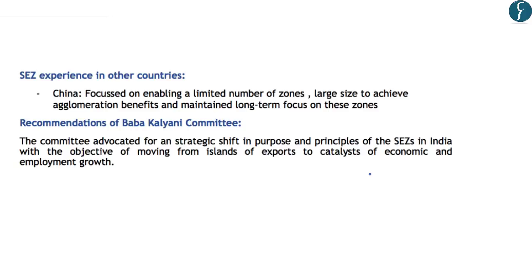Now, to deal with these challenges, a committee was created by the name Baba Kalyani Committee. And this committee has recommended a strategic shift in the purpose and principles of SEZs in India. So this committee has recommended that the purpose of the SEZ should be shifted from islands of exports to acting as catalysts of economic and employment growth, which means that the overemphasis on exports should be done away with. And the focus should be on these SEZs acting as catalysts of economic and employment growth.